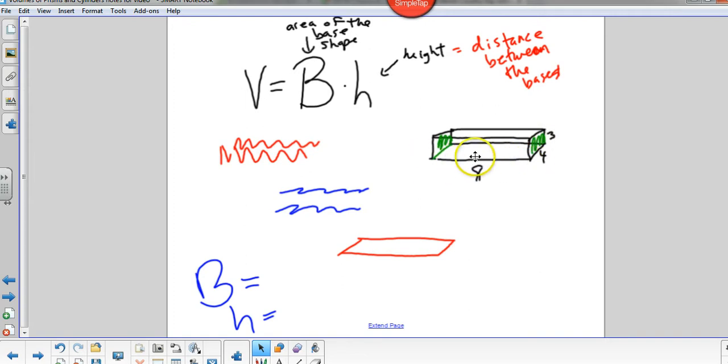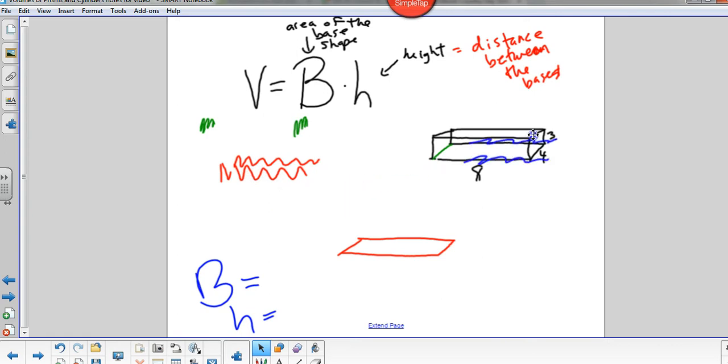And now the height is the distance between the bases. The height could be 8. So that'd be 12 times 8. Or we could say that for this rectangular prism, the front and the back would be 8 by 3, or 24 area bases in red. And then that would have a height of 4. 24 times 4 is 96.